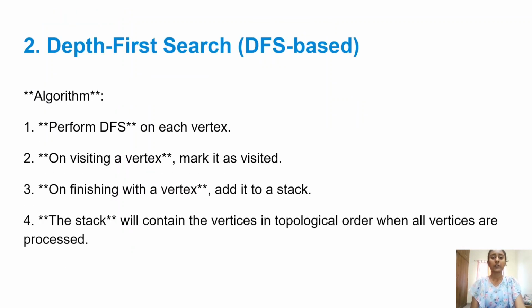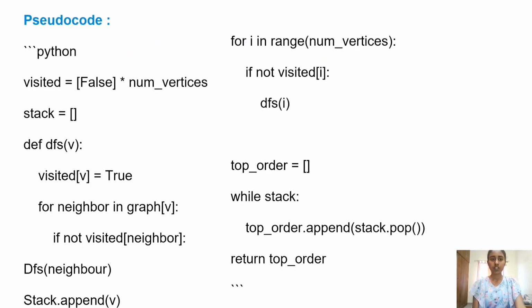Then depth first search, DFS based. Algorithm is to perform DFS on each vertex. Then on visiting a vertex, mark it as visited. On finishing a vertex, add it to a stack. Then the stack will contain the vertices in topological order when all vertices are processed. Pseudocode for this will be represented like this.